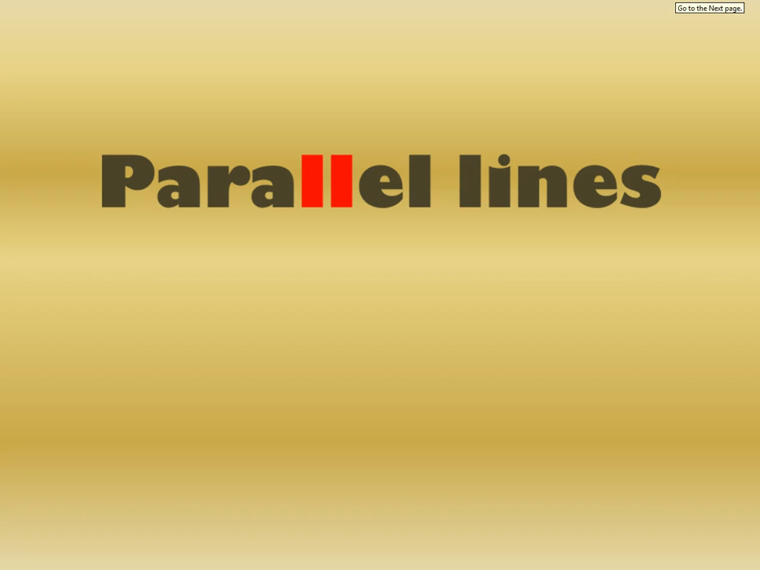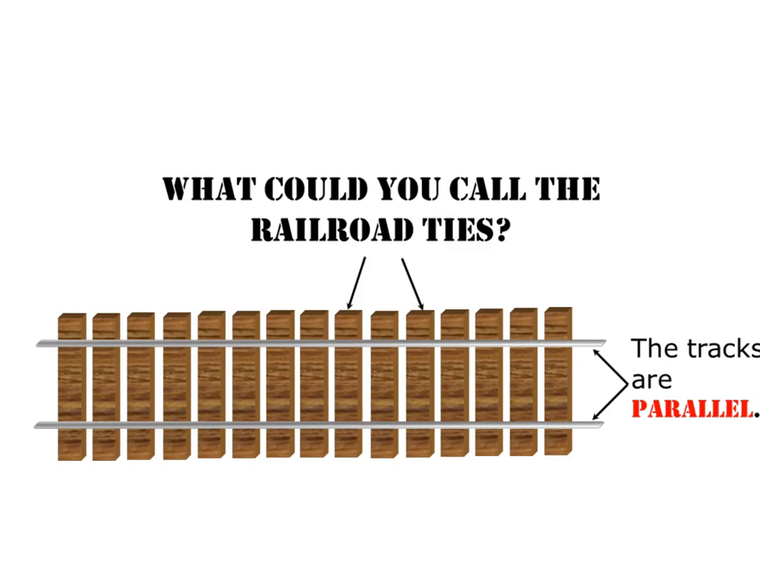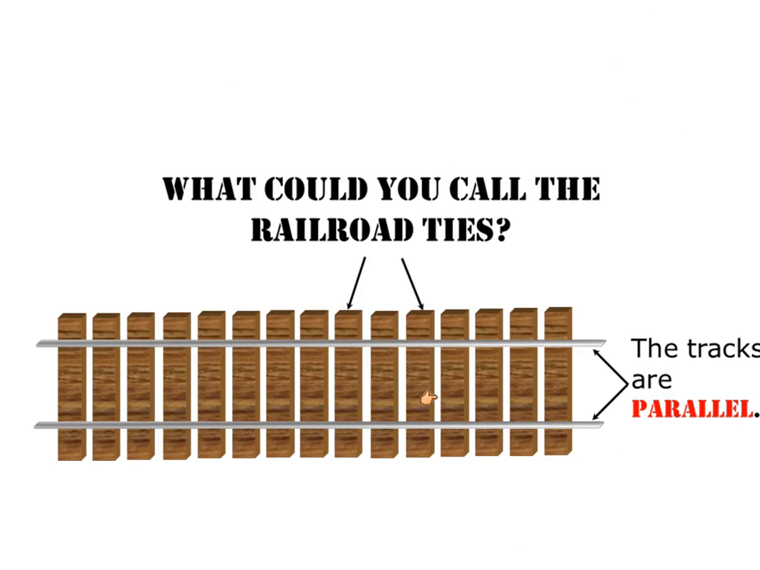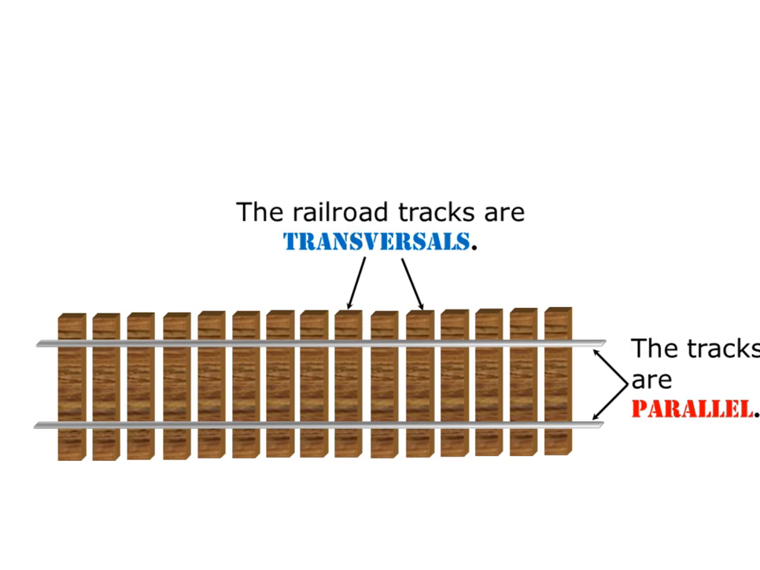Let's talk about parallel lines. Parallel lines are lines that go in the same direction. They're never going to cross. So these are parallel lines. And also, these train tracks are parallel. If you have a line that cuts across a set of parallel lines, they're called transversals. These are transversals. They cut across two parallel lines.